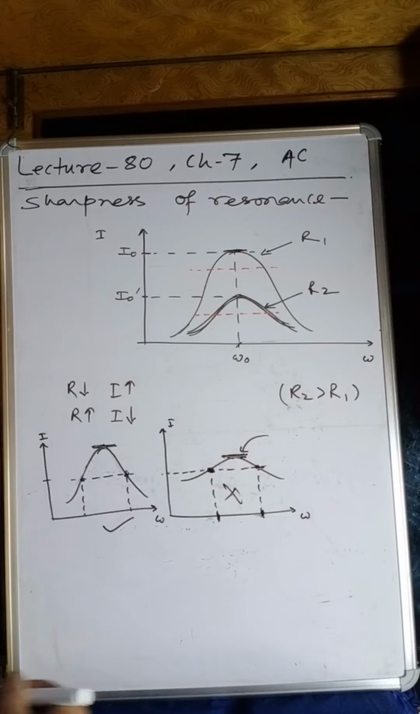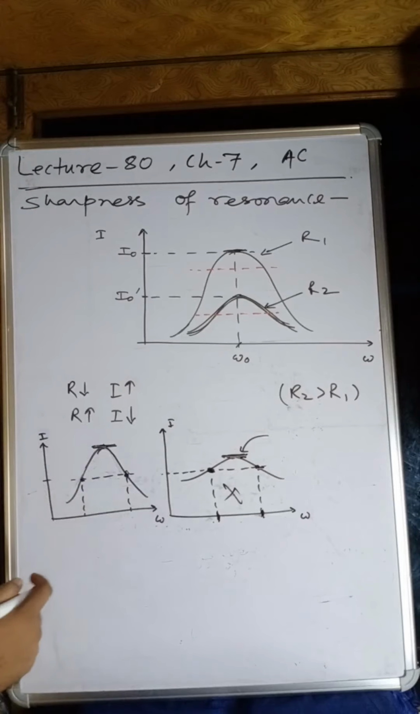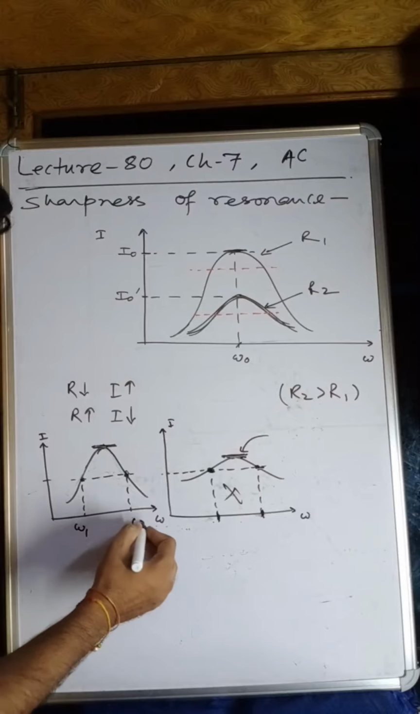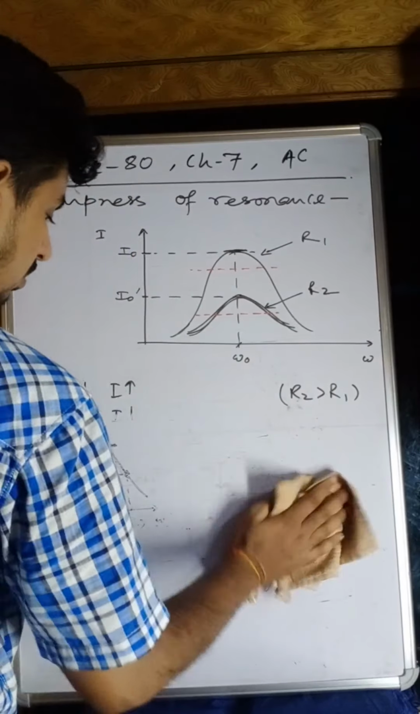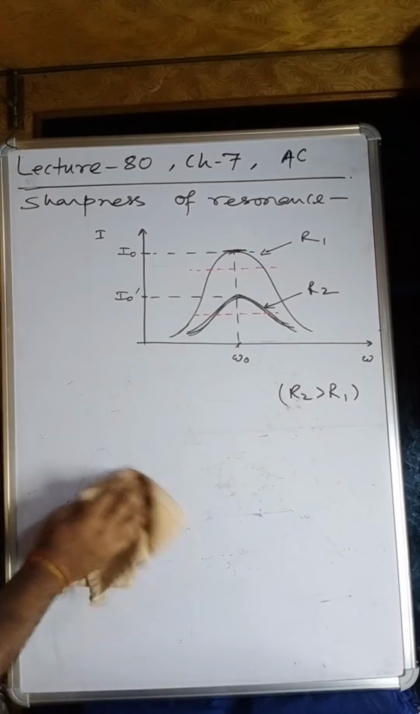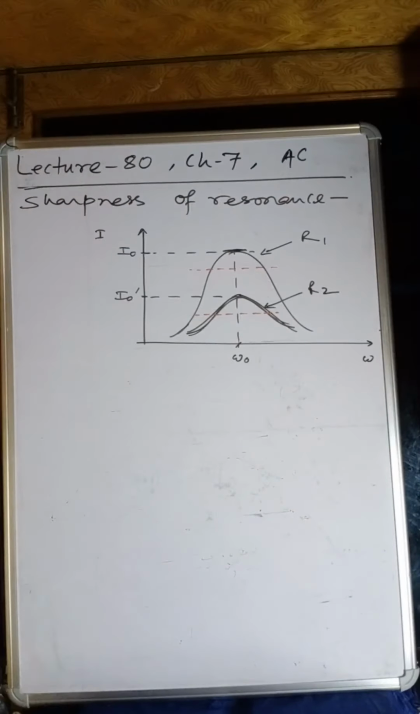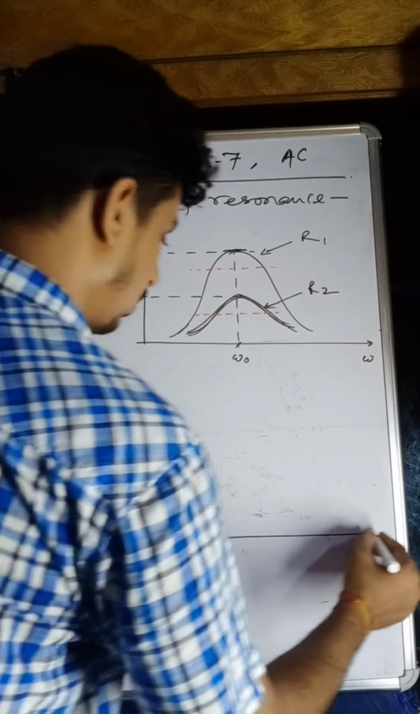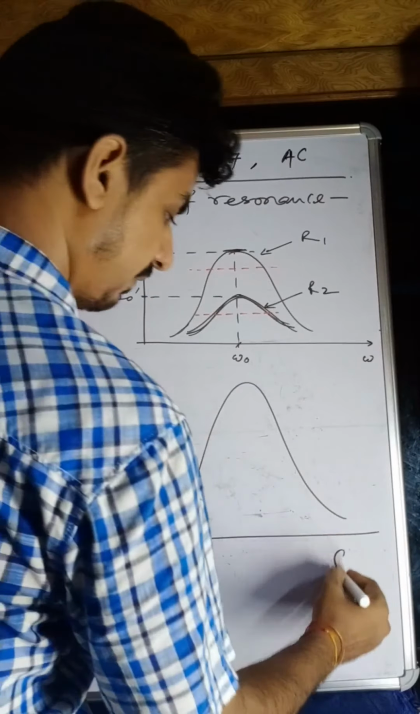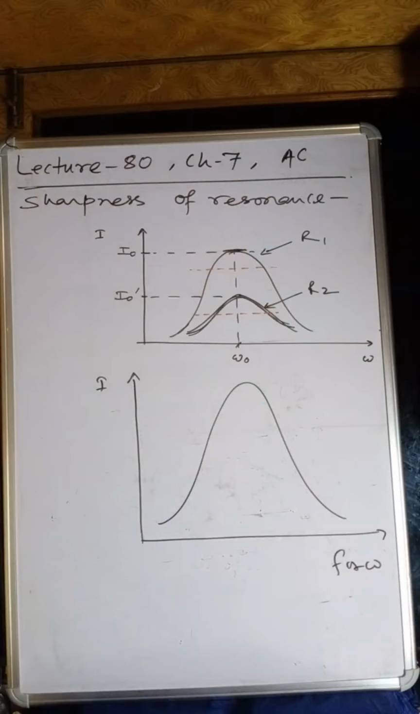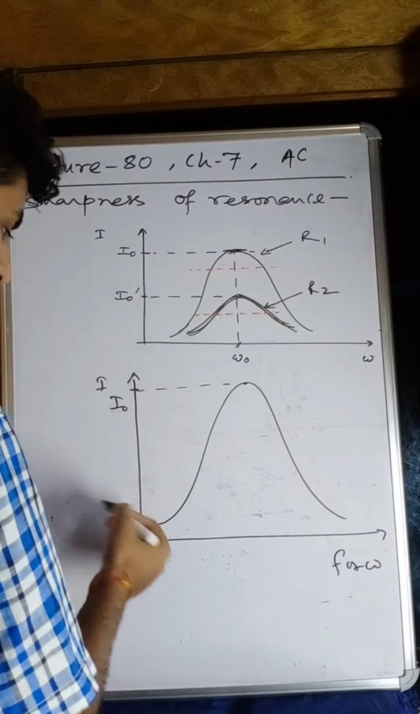Suppose, from this graph, this is omega 1 and this is omega 2. Let me draw this graph clearly again. Quality factor we will study in the next lecture, and then you will be able to solve the numerical questions. This is the current and frequency, or omega. So this is the peak value, it is I naught.